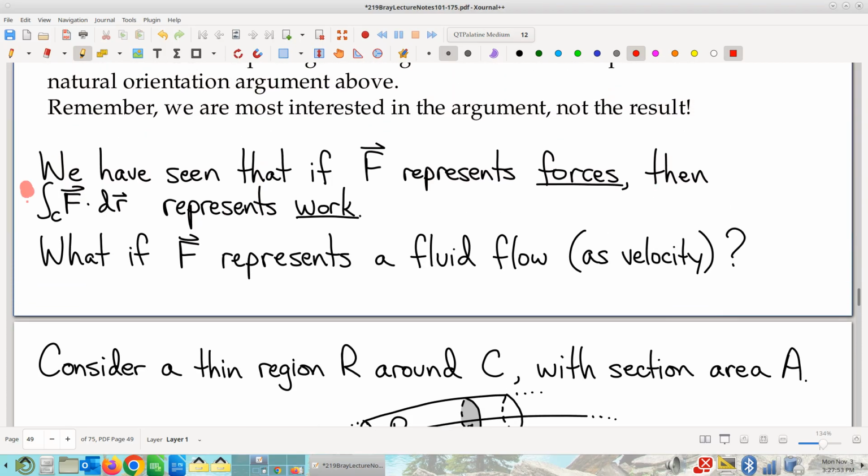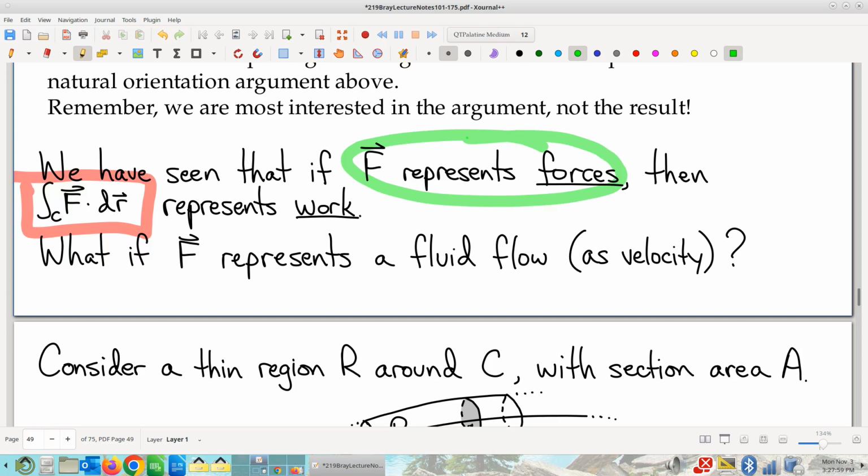We've talked about vector line integrals, specifically when the vector field represents forces. We wrote down the vector line integral in the context of the vector field representing forces in an attempt to compute work. So this is what we've done so far. We have a motivating application: how do I compute work? And the answer was this new construction called the vector line integral.